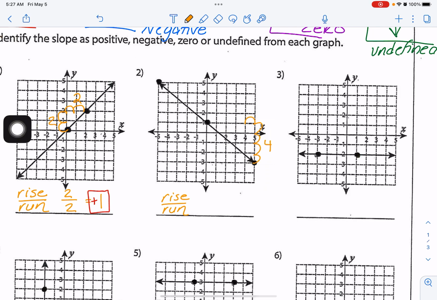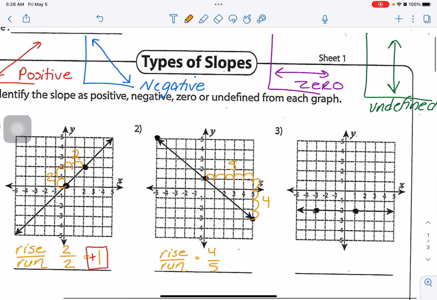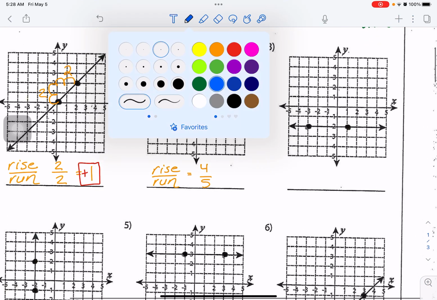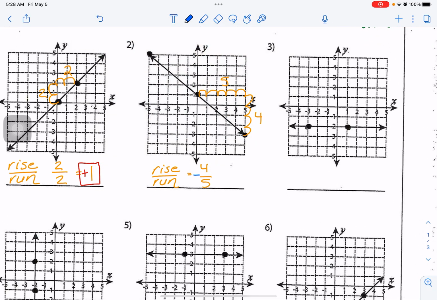Then how far do I run? 1, 2, 3, 4, 5. So my rise was 4 and my run was 5. Does that simplify? Nope. So lastly, I look at the direction of the line, and the direction of the line is going down to the right. So I would say that this slope is a negative 4/5, right?